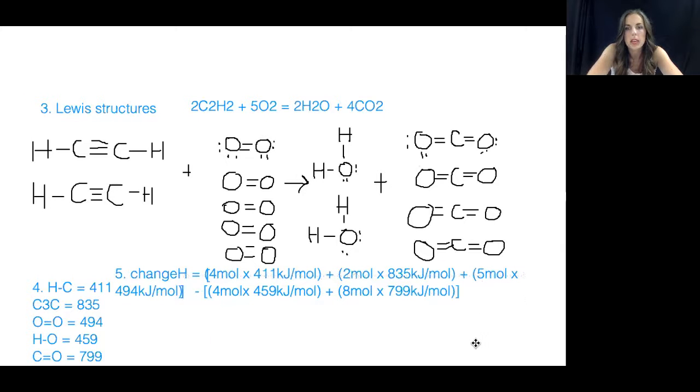Now let's stretch this out so that it looks a little nicer. Okay, so in your calculator, you will have parentheses, another parentheses, 4 times 411, close your parentheses, plus, open parentheses, 2 times 835, close parentheses, plus, open parentheses, 5 times 494, close parentheses, minus, open parentheses, 4 times 459, close parentheses, plus, open parentheses, 8 times 799, close parentheses.